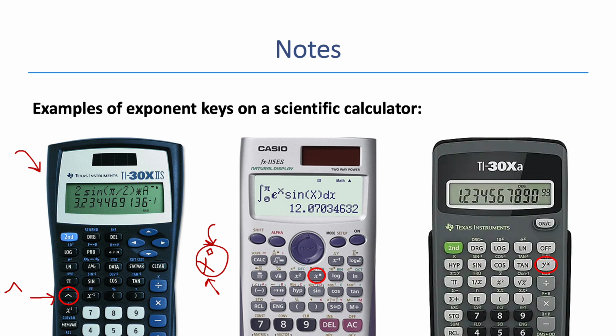The last calculator has an exponent key of y to the x power. Again, this is the same thing. We would type in our number for y, then the exponent key, and then the exponent. If you're having trouble using your calculator, please research your calculator and then email your professor. They can help you determine what process to take when solving exponent equations using your calculator.